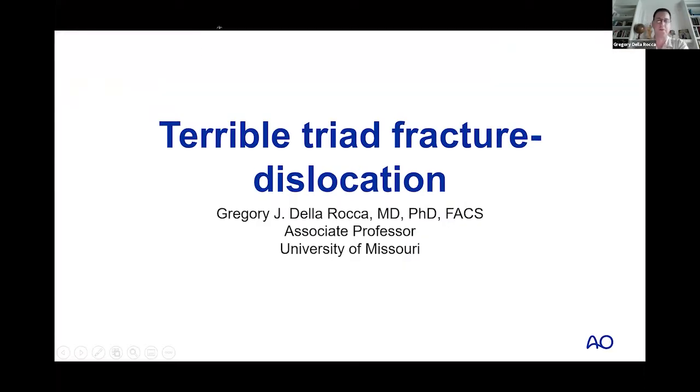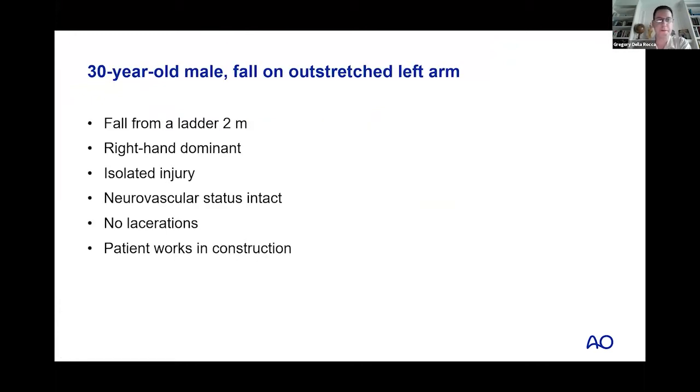So my case is a fairly straightforward case that I'm going to discuss. The patient is a 30-year-old male. He fell on an outstretched left arm. It was a fairly straightforward fall. He only fell about 2 meters, so about 6 feet, a little bit more. He's a right-hand dominant guy, pretty active, 30 years old, works in construction. This is an isolated injury. He has normal neurovascular function in his hand on the side of the injury. And he doesn't have any laceration, so this is a closed injury.